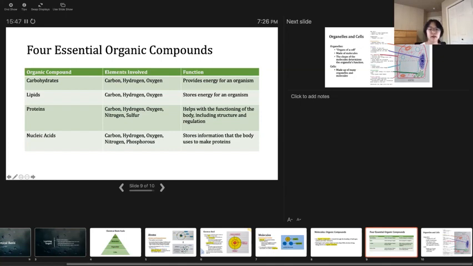So those are our 4 essential organic compounds. You might have already noticed that all 4 of these compounds have carbon, hydrogen, and oxygen. So they're very essential towards life and how to maintain it.